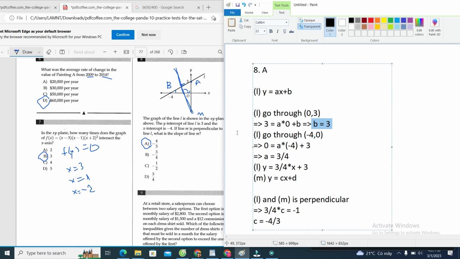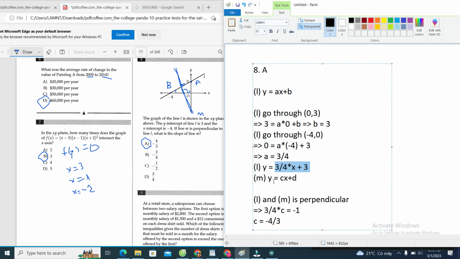And L also goes through (-4, 0). So 0 equals a times -4 plus 3. Therefore you can calculate a to be 3/4. I was making a mistake here because -4a is -3, so a is 3/4. So L is y equal to 3/4x plus 3.